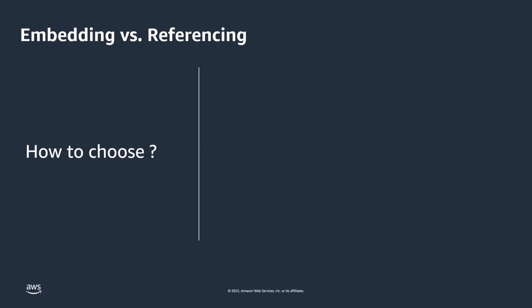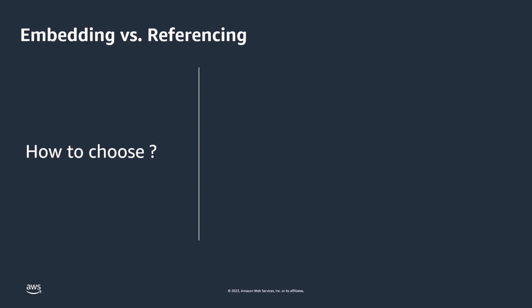So, based on what I presented so far, how can you choose between the embedded versus the reference model? Well, you will have to start by asking yourself some questions. For example, how often is the embedded information accessed? Is all the embedded information needed for every query? Is the embedded information updated often?